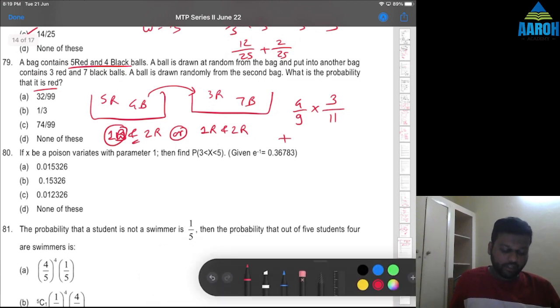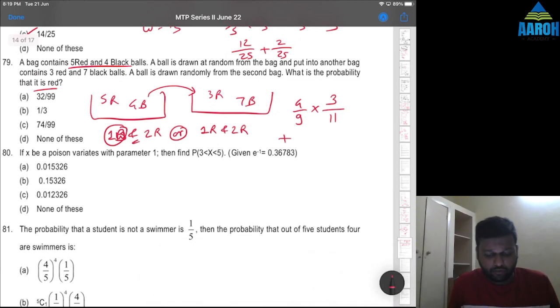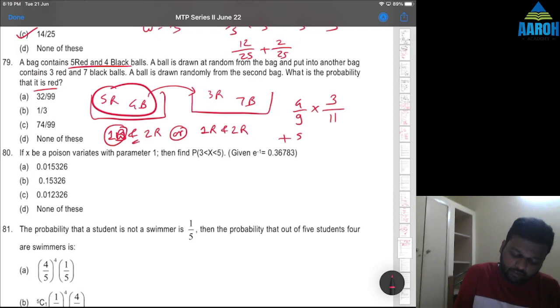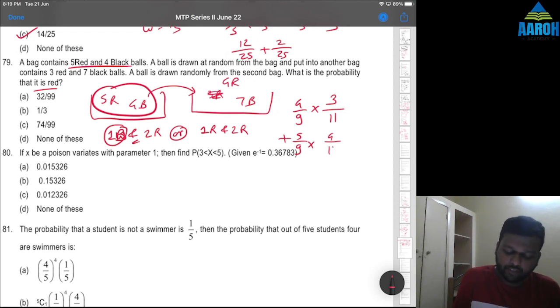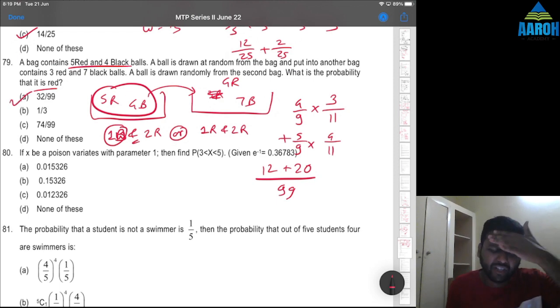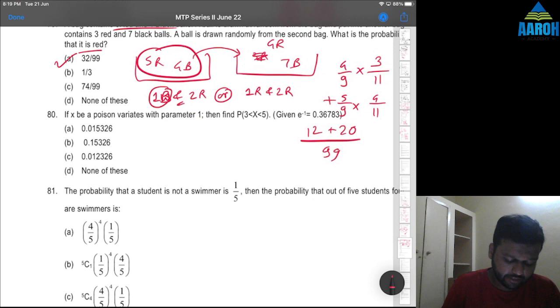Or, we want the probability of the first also being red. First red will be 5 out of 9. And second also red. Now one red ball is transferred, which means there are 4 red balls here. So 4 out of 4 plus 7, 11. So this is going to be our answer. So 4 into 3, 12, plus 5 into 4, 20, by 99. So 32 by 99, option A is the correct answer. Again, do it on a calculator if you have. That is the easiest way.